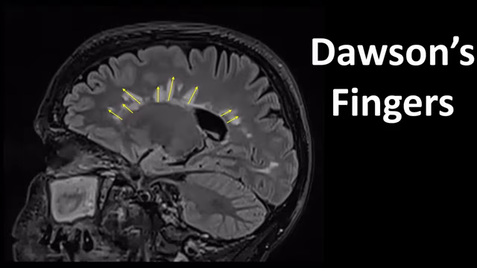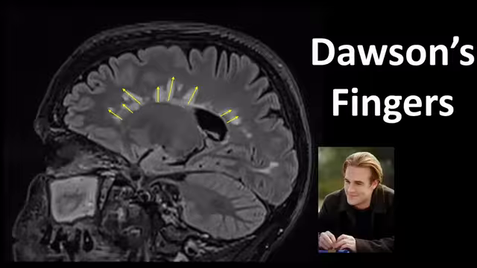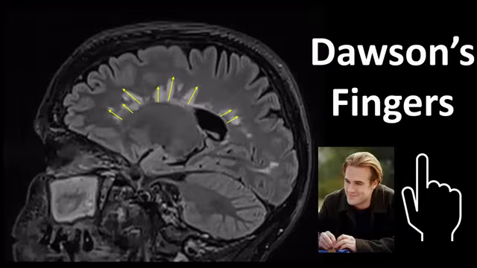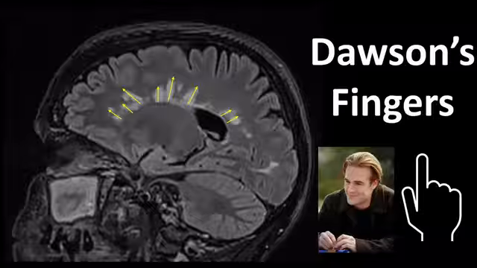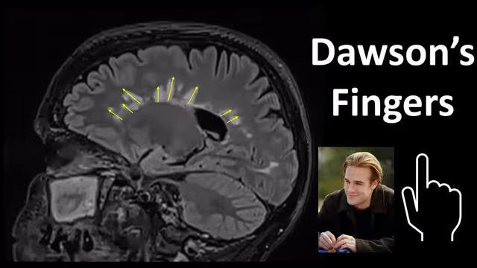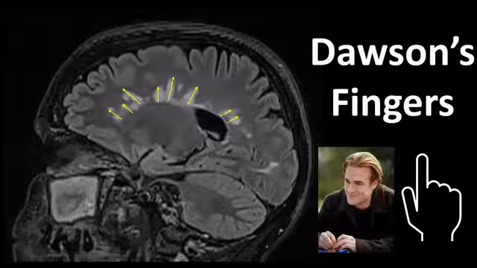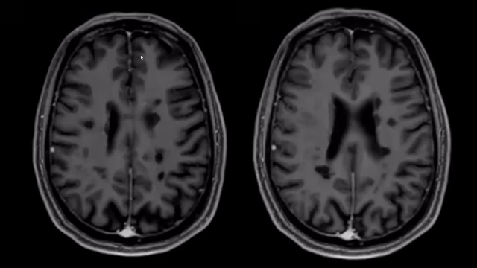And if you see this morphology, think multiple sclerosis. Here we see Dawson, one of the characters from the 90s series Dawson's Creek, and these are his fingers. Now, the lesions are not named after Dawson from Dawson's Creek, but after a radiologist or a pathologist, I'm not really sure, who first described this morphology.